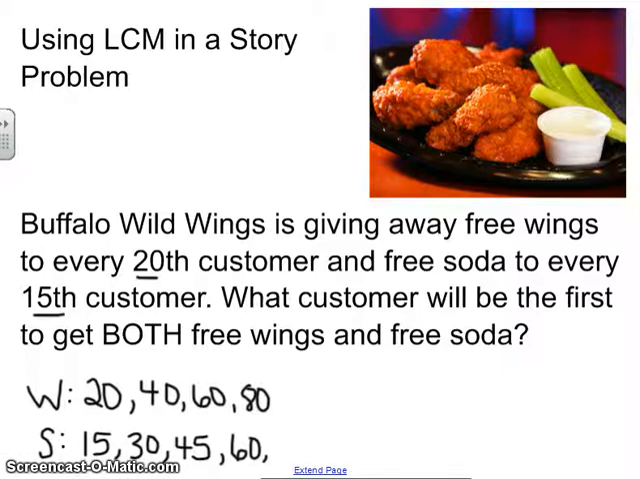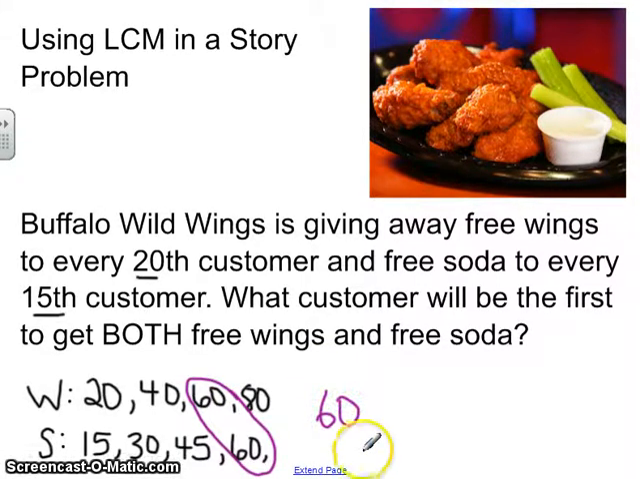Hopefully you have a list something like this, and you'll notice that 60 shows up on both lists. That means 60 is our answer, but don't forget this is a story problem. So think to yourself, how would you label this? 60 what? If you said customer, you would be correct. The 60th customer would be the answer.